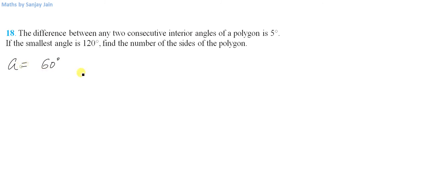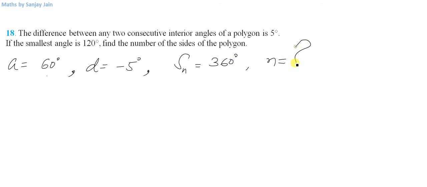Let it be my first term. What is the common difference? I am taking it as minus 5 degrees because this is the largest. Okay, I have got the sum of n terms as 360 degrees. I need to find the value of n. This is the question now.